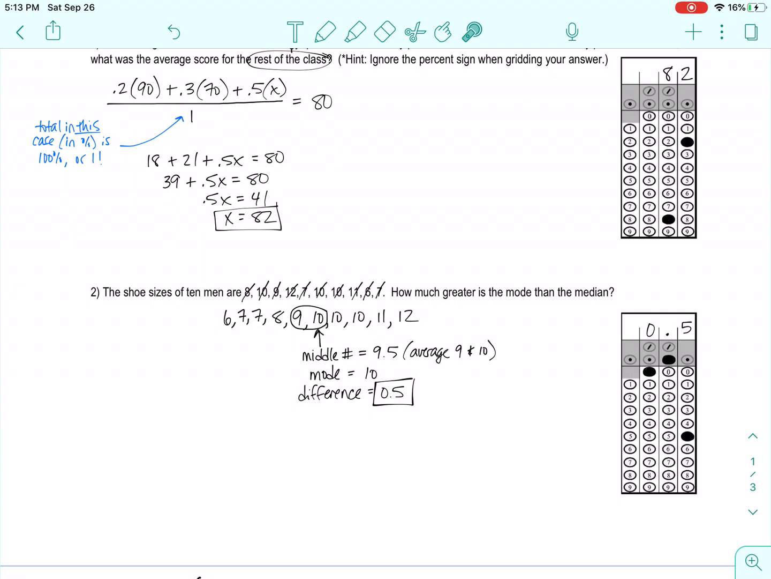So first thing I would do, since there are only 10 men here and these are not in order, I would go ahead and order them. So write them in ascending order. The smallest shoe size of these 10 men is 6. The biggest shoe size is 12.